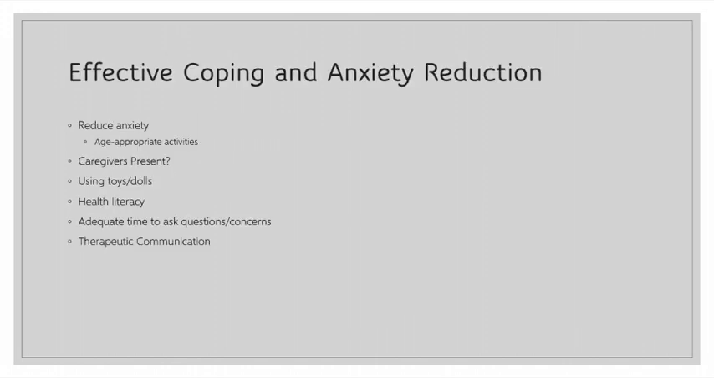So effective coping and anxiety reduction, obviously, in order to reduce anxiety, we're going to want to do some age-appropriate activities. So, if it's a child, we're going to want to make sure that the caregiver is present, because they're going to help make it so that the child seems safe and that they have someone there that they can trust. Obviously, using toys and dolls to help convey and show a diagram of what is going on inside their body and what the treatment team is going to be doing in order to make them feel better.